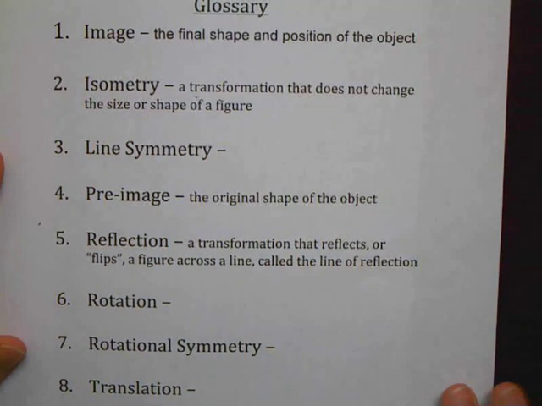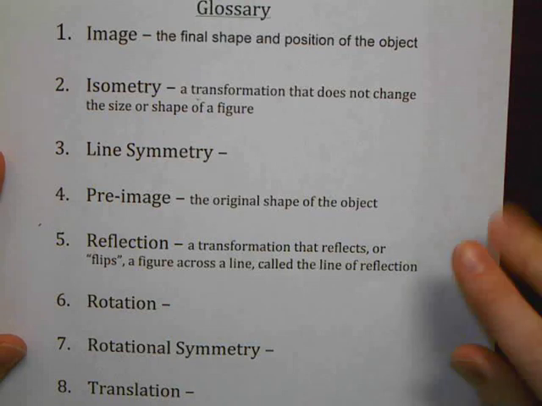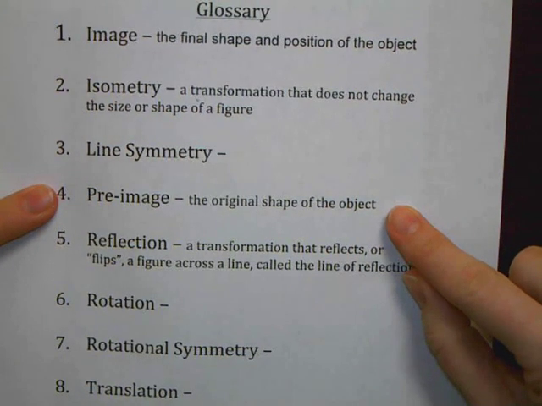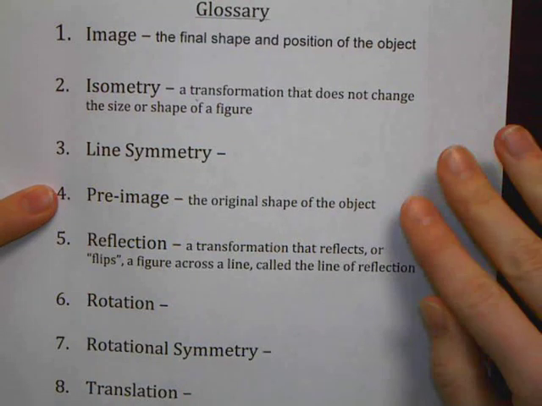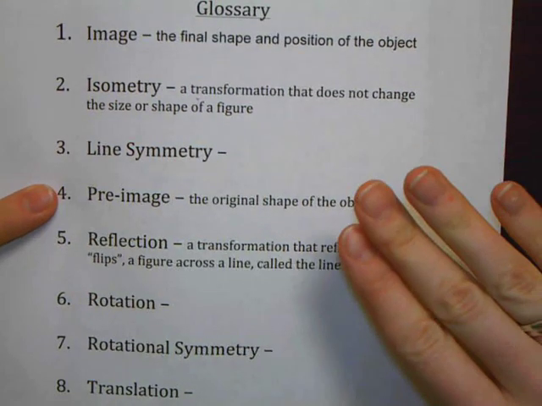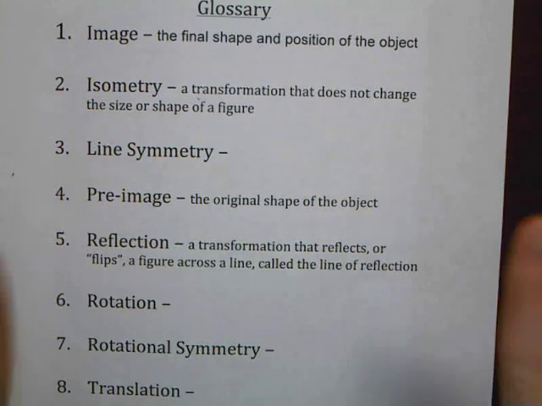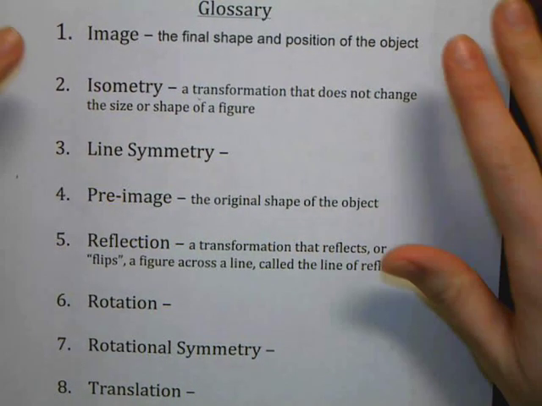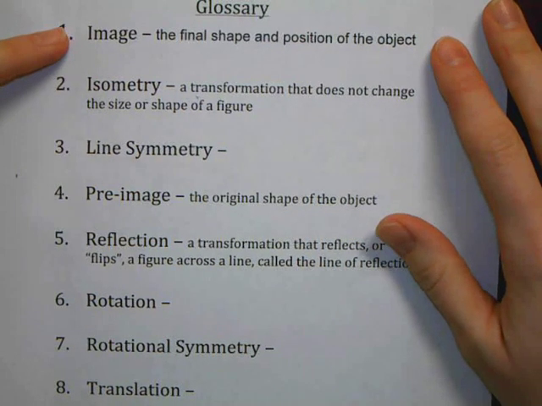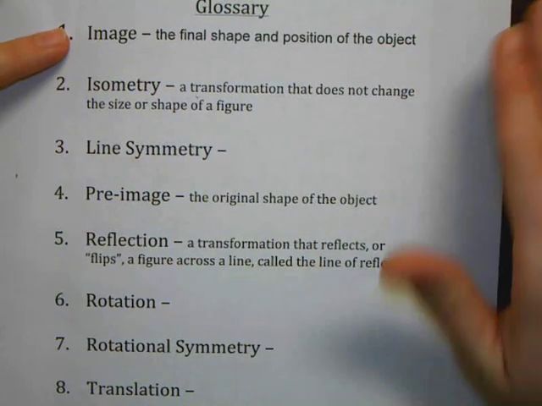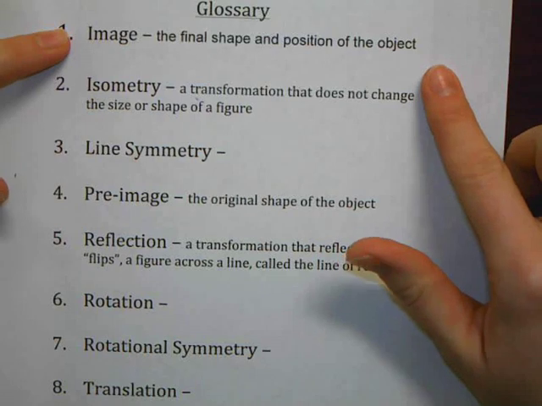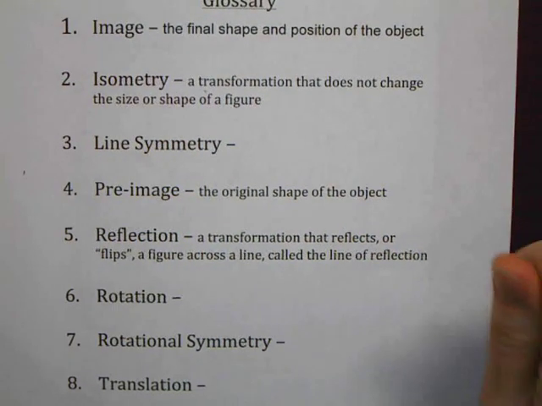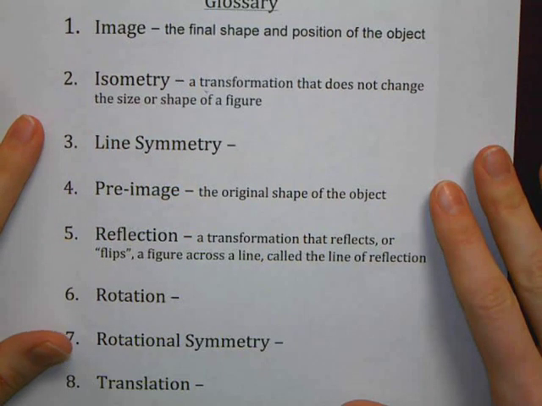Okay, now that you have those four definitions down, I'm just going to talk about them really briefly. The starting point for each problem is going to be your pre-image. That's the original shape of the object before you've moved it around at all. It's the original position and the original shape. We call it the pre-image. Your final result, once you've done a transformation and moved it around, is going to be called the image, and it's your final placement on the coordinate plane, your final shape and position.